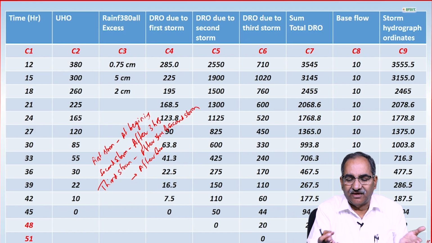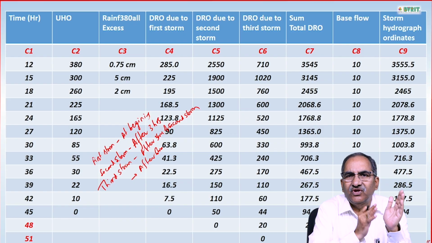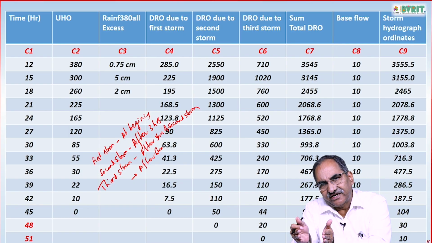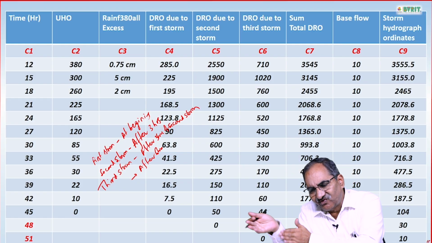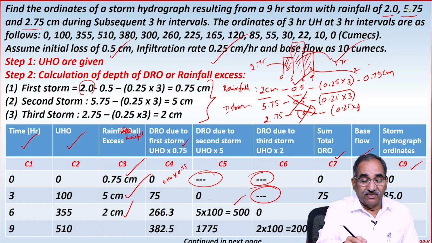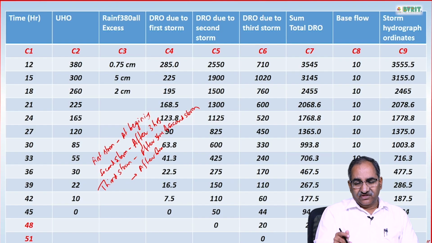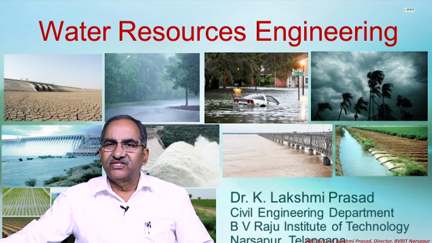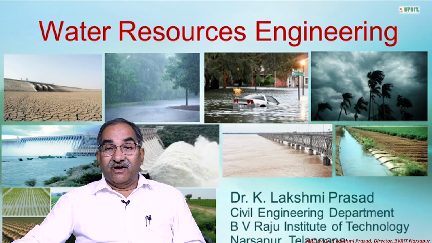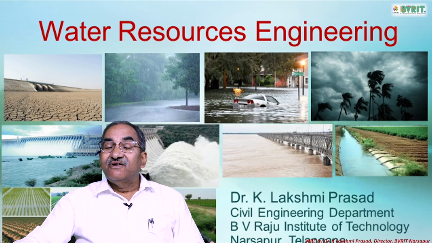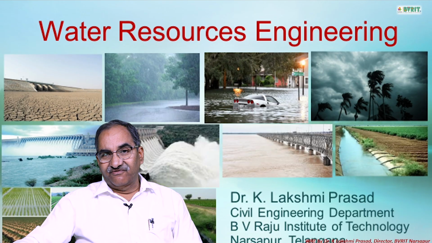Rest of the steps are same. Direct runoff ordinate is equal to UH ordinate into rainfall excess, and then add it up. That is total direct runoff plus base flow, storm hydrograph. So this is one of the very, very important problems, because this step 2 is very crucial and the rest is also very crucial. So kindly work on this type of problems. With this, I have completed this topic, how to really derive a complex hydrograph or a flood hydrograph from a given unit hydrograph. Thank you so much.